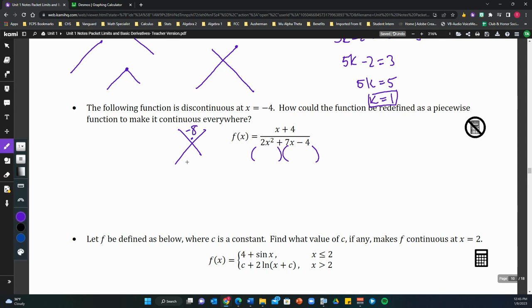So that would give me -8 for the product, and then my sum needs to be +7. So that would be +8, -1 are my two values. So let's factor this guy: 2x squared, 8x, negative x, and negative 4. I can factor out 2x, which leaves me with x plus 4. Negative 1 leaves me with x plus 4. So my two factors are 2x minus 1 and x plus 4.